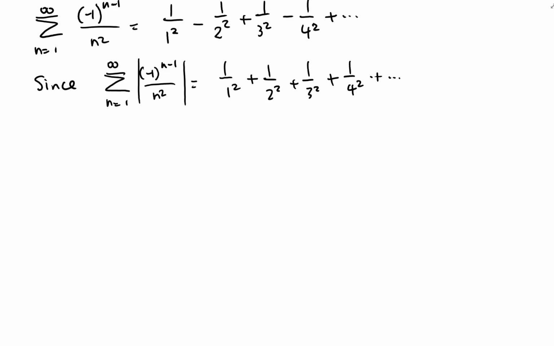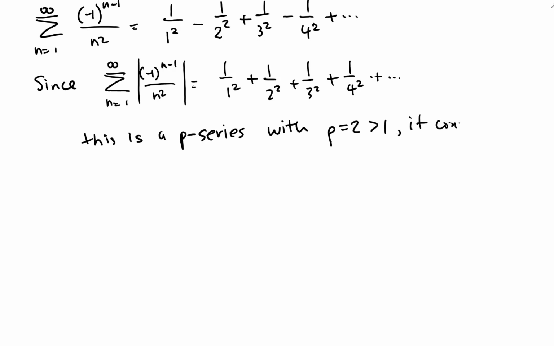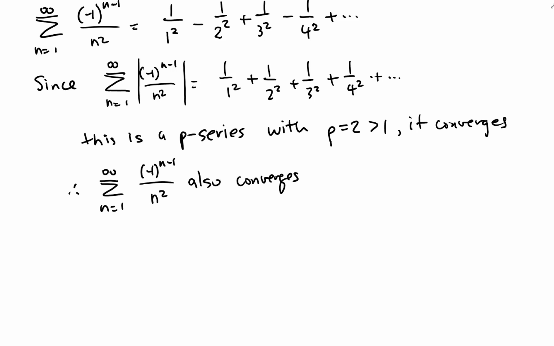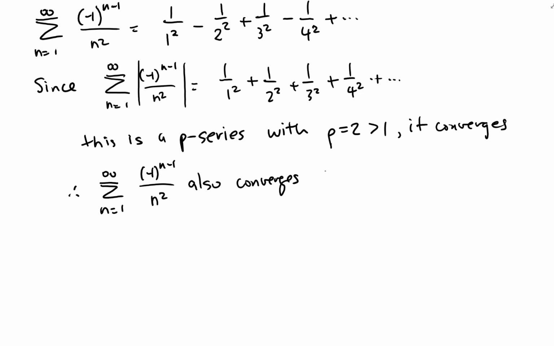And you should recognize this is a p-series, and it has a p-value that's 2, which is bigger than 1, therefore it converges. And since it converges, we can then say that the series also converges absolutely.